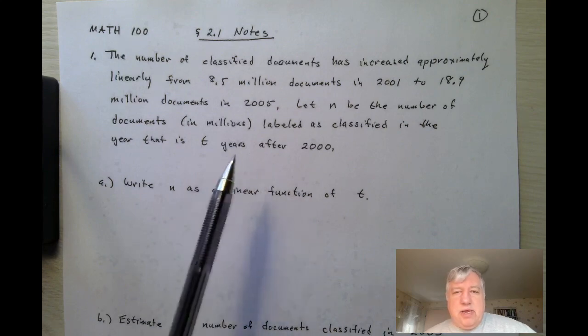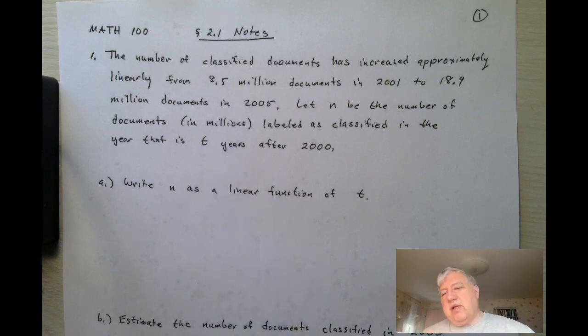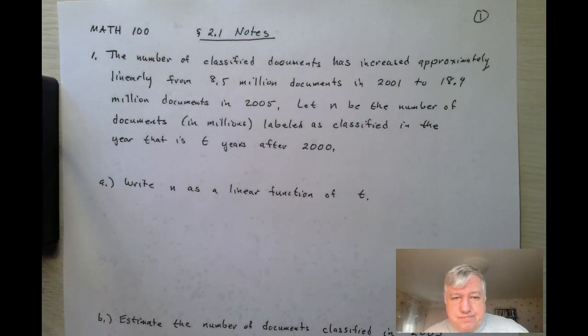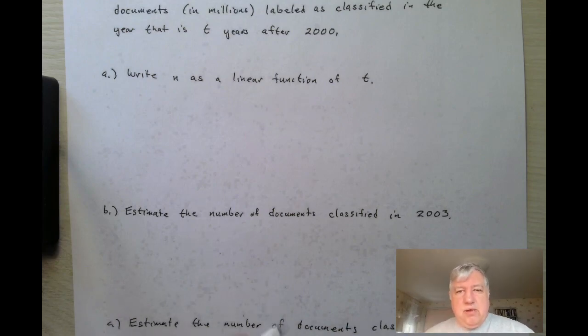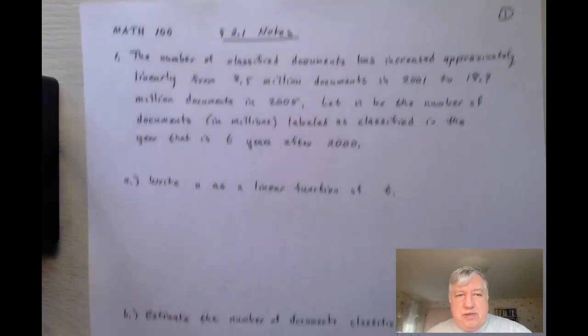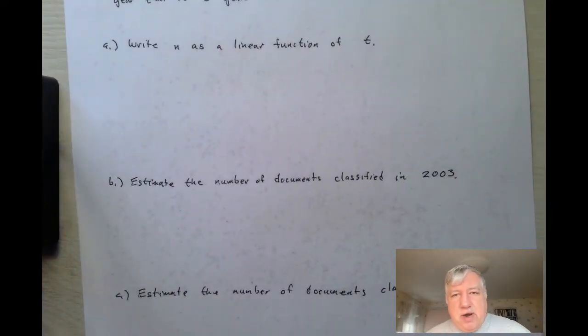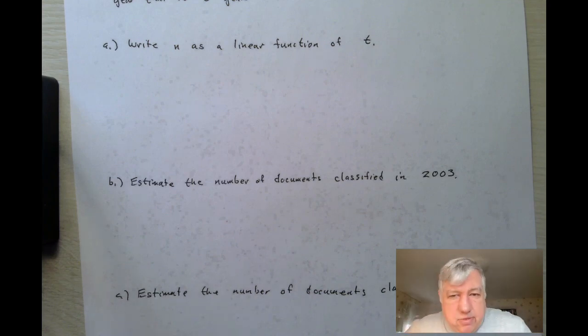Now the reason why we say t years after 2000 is because if we just let t be the year, it'll be a little hard to look at the line, because all the data points will be over a very small interval on the x-axis. So that's why we make this adjustment here. Now, when we want to write n as a linear function of t, we're not saying that this is actually going to be the formula, because it just says it's approximately linear. So we're going to see what's the best approximation based on the data that we're given.